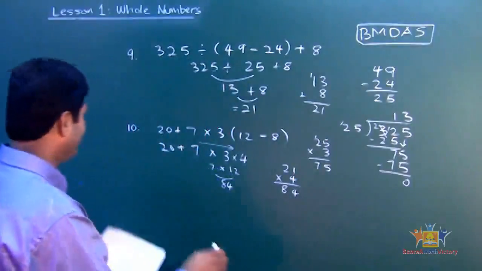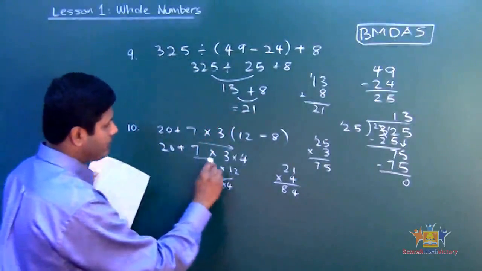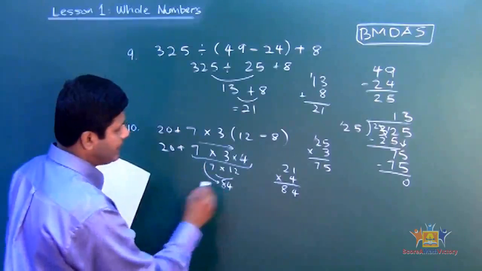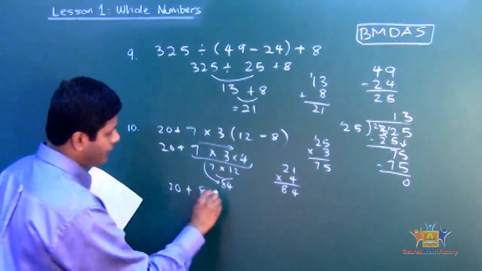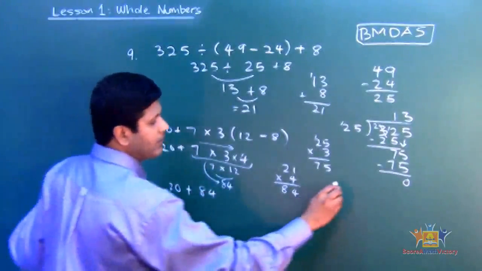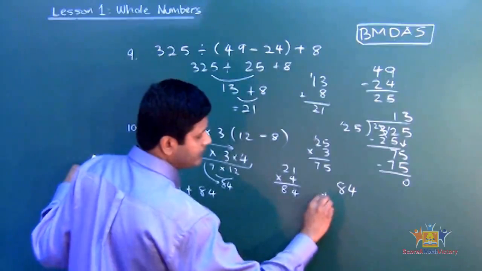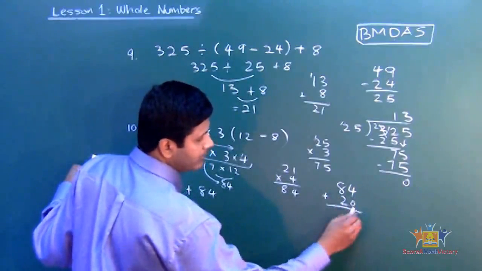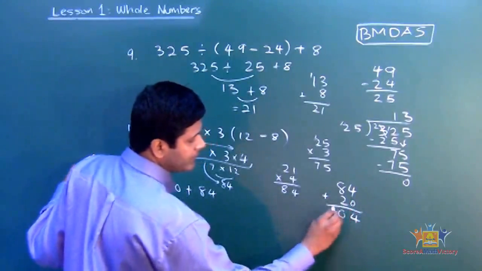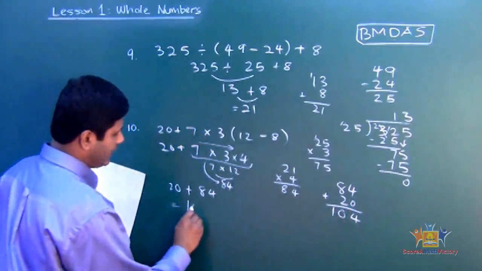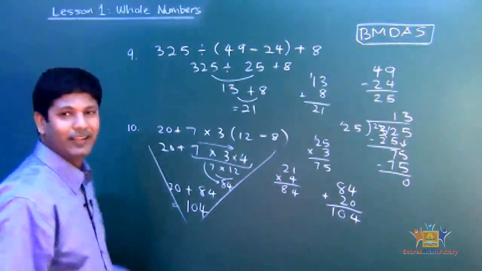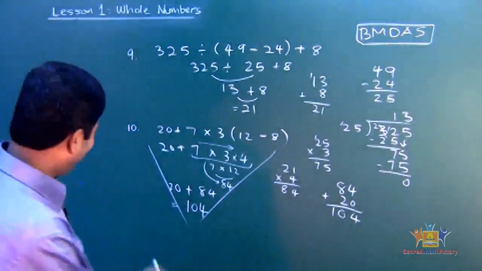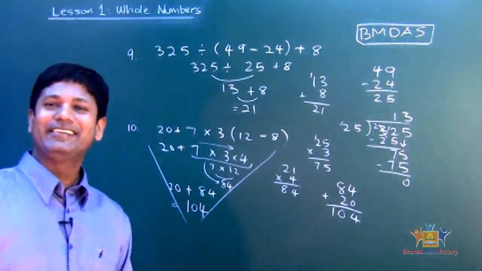Okay, good. So now, we did this one. We combined this and we got 84. So that means 20 plus 84. So what do we do? Line them up. So 84 plus 20. 4 plus 0 is 4. 8 plus 2 is 10. So your final answer is 104. See that? Isn't that fun? Look at that. That's an upside down triangle.